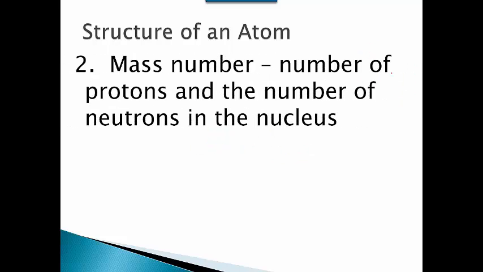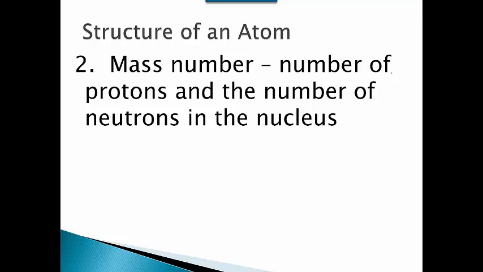The other piece of information that we said was important is the mass number, and this is the number of protons and the number of neutrons that are in the nucleus. On the periodic table, you're going to see them as decimals, and that's because it's an average mass.